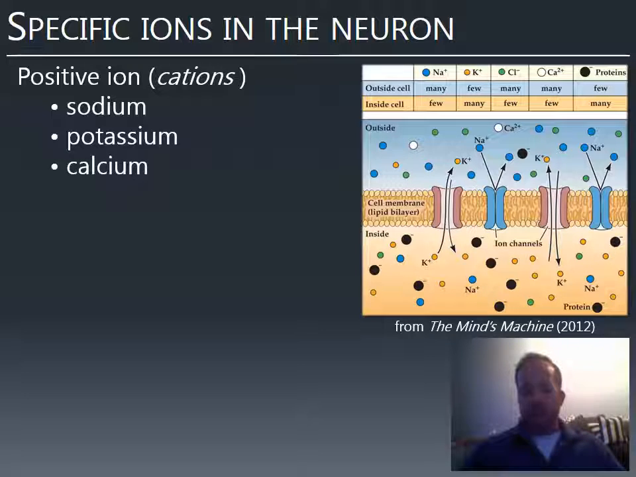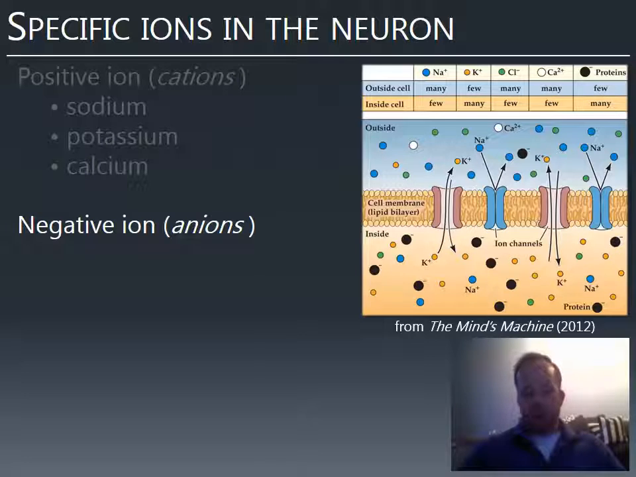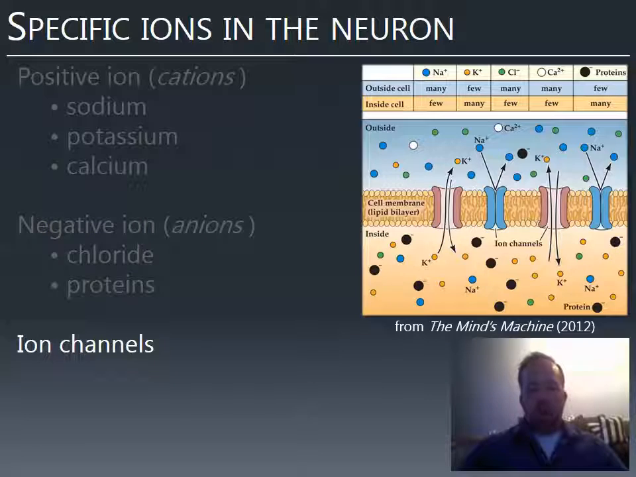We also have things like calcium, which is not going to be very important today, but in the next lecture it will become more important. We also have negative ions, which are called anions. Again, not "ay-nions", it's anions. These are things like chloride and proteins, which, again, are not important today, but next lecture they will be. And we have what are called ion channels, which are holes in the neuron's membrane. It's a way for ions to move across from one side to the other.